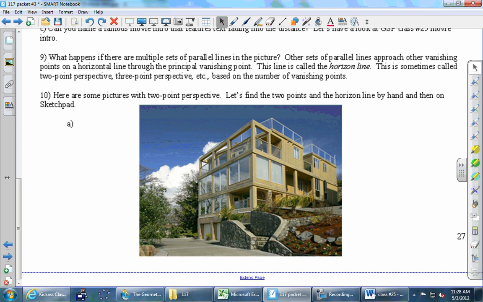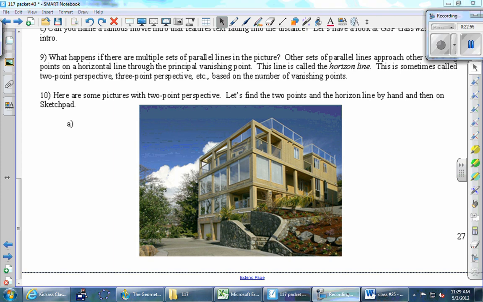Okay, so let's go to Ashley for 10. So again, with your rulers and other straight edges, you're going to try to draw things here that look parallel. You're going to find not just one vanishing point, but this one actually has 2. So go ahead and draw lots of parallel things. See if you can find the 2 vanishing points.